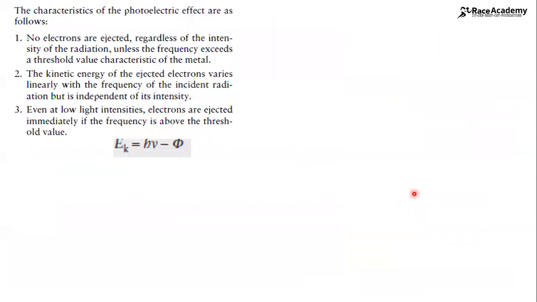This photoelectric effect tells us some important characteristics of electrons. Electrons are not ejected regardless of the intensity of light, unless the frequency exceeds the threshold value characteristic of the metal. That means electrons won't get ejected until the frequency crosses the barrier. Another is that the kinetic energy of ejected electrons varies linearly with the frequency of incident radiation, but is independent of the intensity.